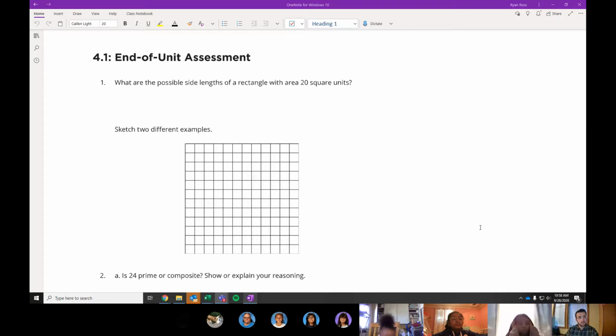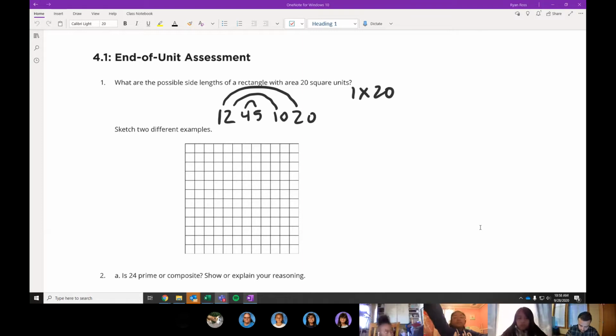Okay, what are the possible side lengths of a rectangle with area of 20 square units? So here, we're really just looking for factor pairs, right? We make our factor rainbow. We start with 1 and a number, always. So 1 and 20. Then we head on to 2. We know 2 times 10 equals 20. And then 4 times 5 equals 20. So these are our side lengths of rectangles that give us an area of 20 square units.